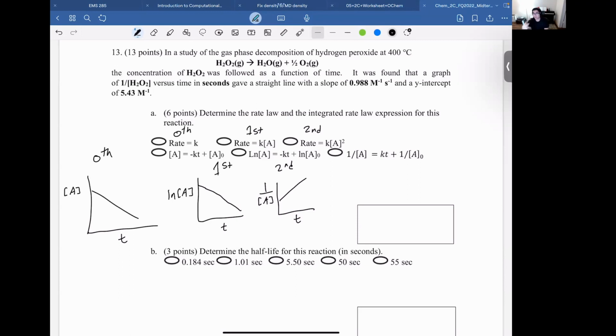So this is actually the same thing with your post lab this week. With your post lab this week, you're going to plot all of these, and then you're going to see which one of these plots gives me a straight line. And that's how you determine whether it's 0th, first, or second order. So in this question, they're telling you that 1 over the concentration gives you the straight line. Because it's 1 over the concentration, this is going to be second order for the rate law.